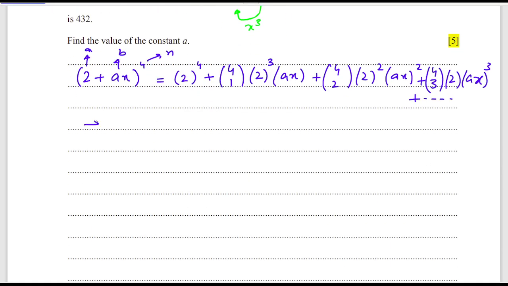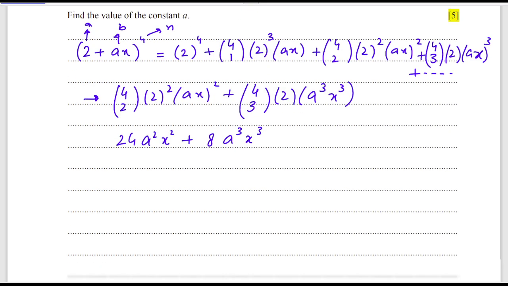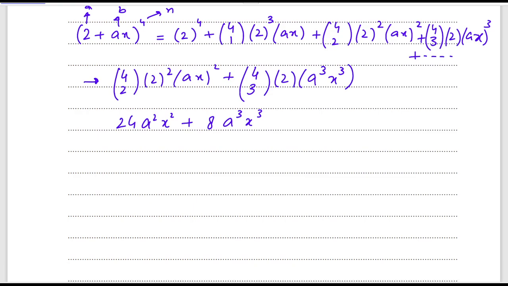Now we will just simplify the terms involving x square and x cube. The term involving x square is 4C2 into 2 square multiplied by ax square, plus the term involving x cube is 4C3 times 2 times a cube x cube. Using the calculator, 4C2 into 2 square is 24, into a square x square, plus 4C3 into 2 is 8, so it's 8a cube x cube. So these are the terms in x square and x cube in the first binomial.